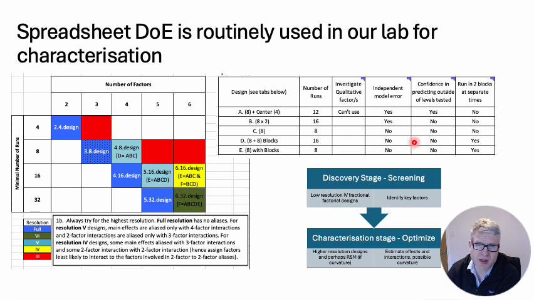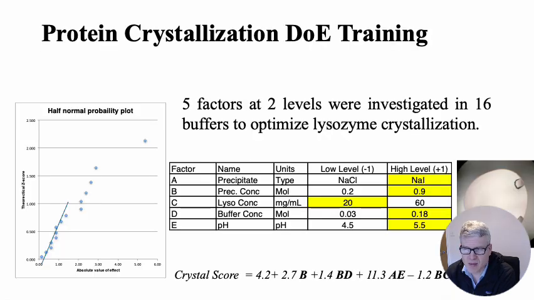So Spreadsheet DoE is routinely used now in the lab for characterization, so we go straight to here because most of the time we already have a really good idea of which factors we want to use, and I get my students to use it for crystallizing lysozymes. So we run these types of exercises in teaching labs.